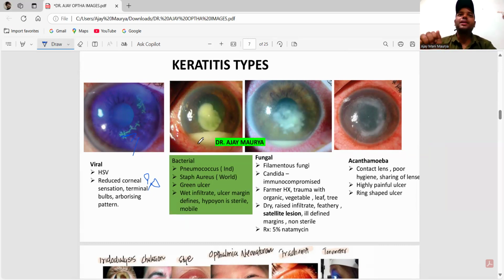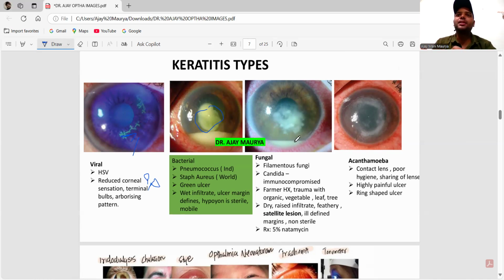Now coming to the bacterial. Bacterial gives a greenish ulcer. In India it is most commonly caused by pneumococcus; worldwide it is Staph aureus. Green color, a wet infiltrated ulcer with a defined margin, and the hypopyon is sterile and mobile. Remember the bacterial.